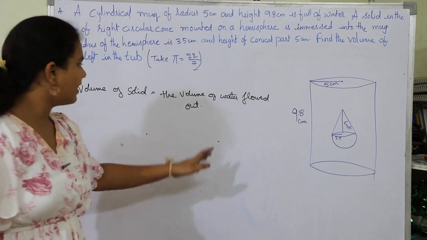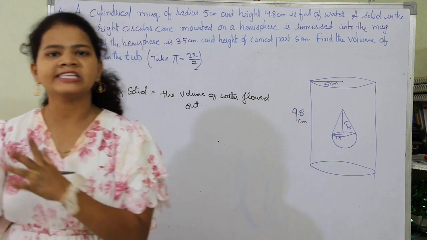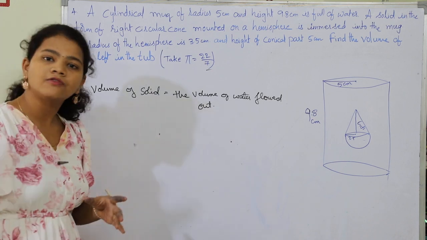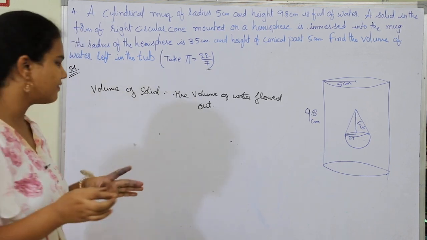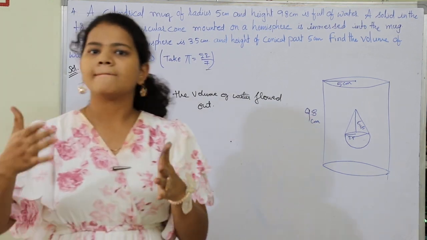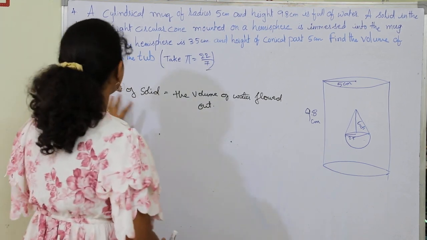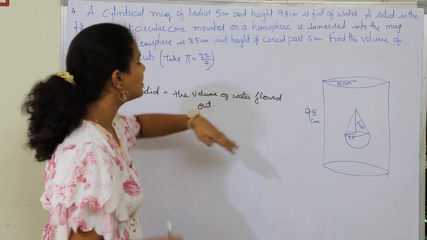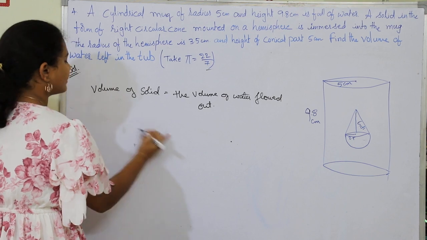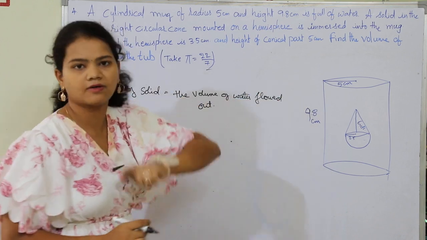if a solid is immersed into the given water, then it replaces the amount of water by the volume of the solid itself. So if a solid is immersed into the water, it replaces the volume of water by the volume of solid itself. So the volume of solid equals the volume of water which has been flowed out. Now to find the volume of the leftover water in the tub, that is what the question asks.